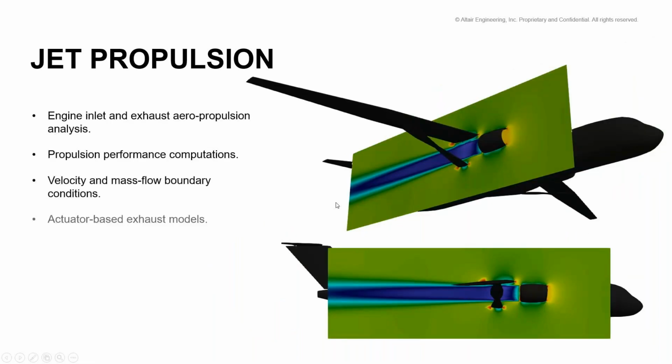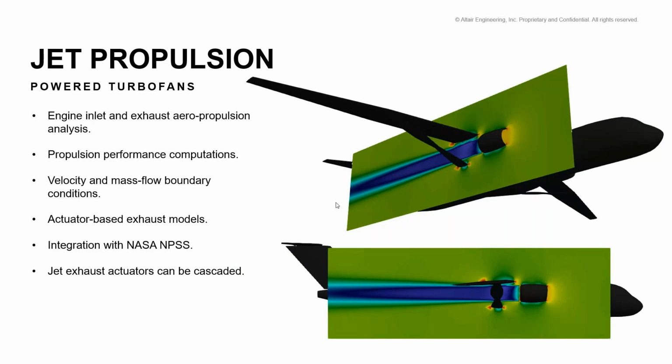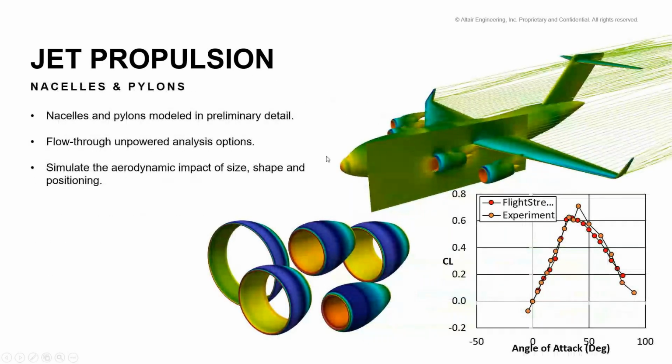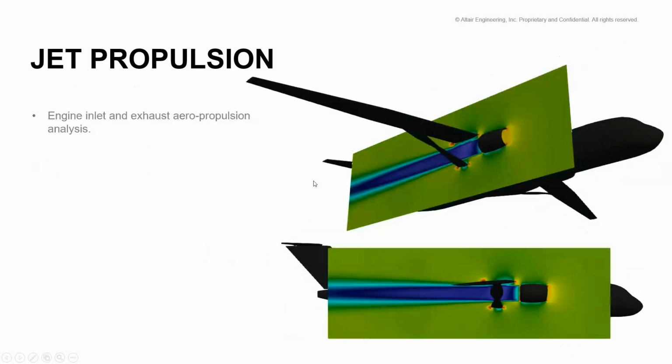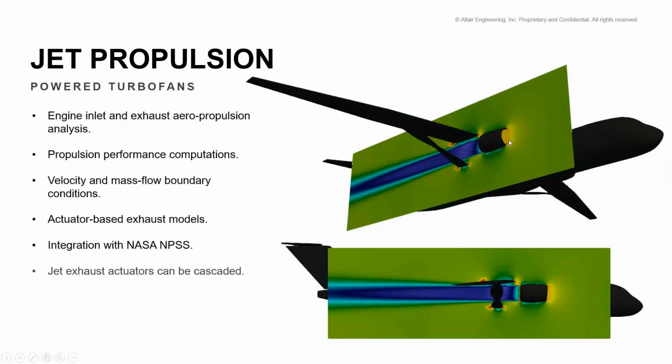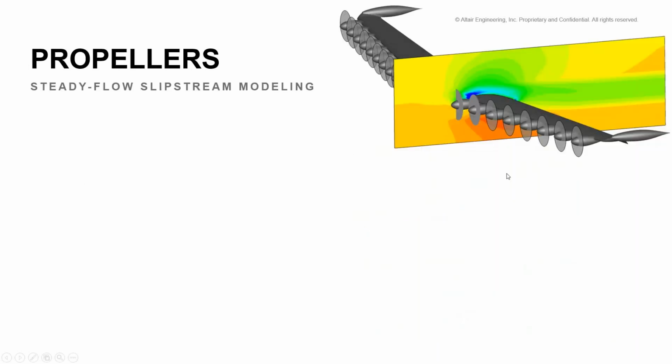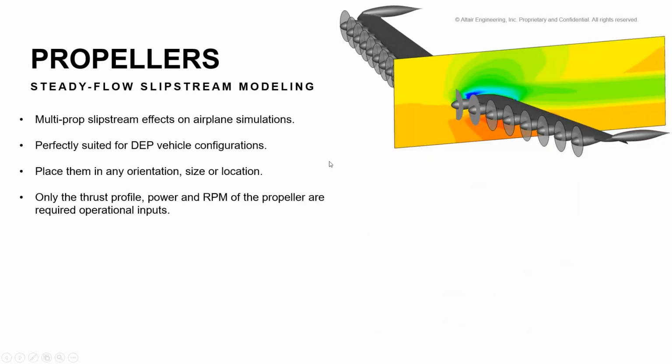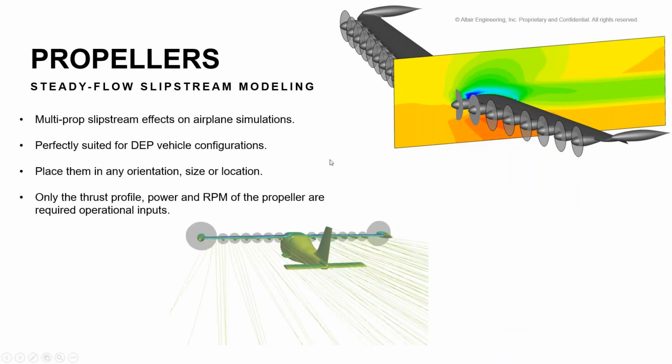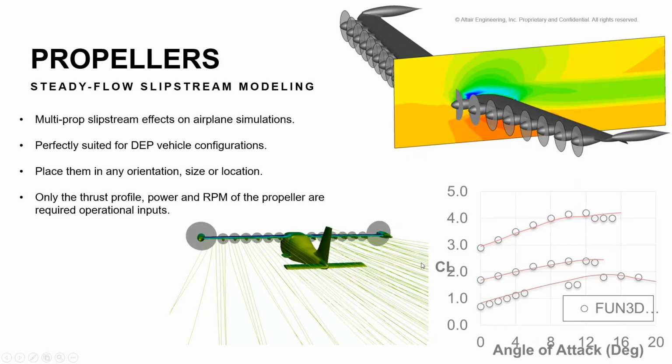So this all goes under the X57 program. Here we are not talking about just the wind tunnel kind of simulations. Here we are actually talking about the comparison, where we are looking at inlets and exhaust, aero-propulsion analysis, propulsion performance computations, right? So this here you see the CL and angle of attack for the X57 program again, this from NASA.